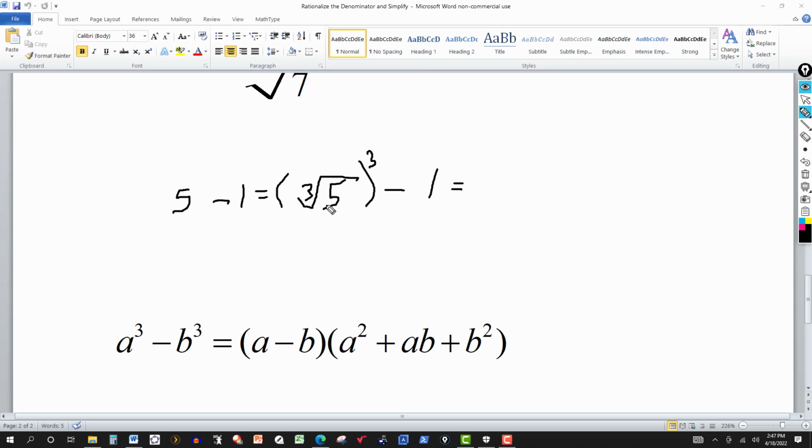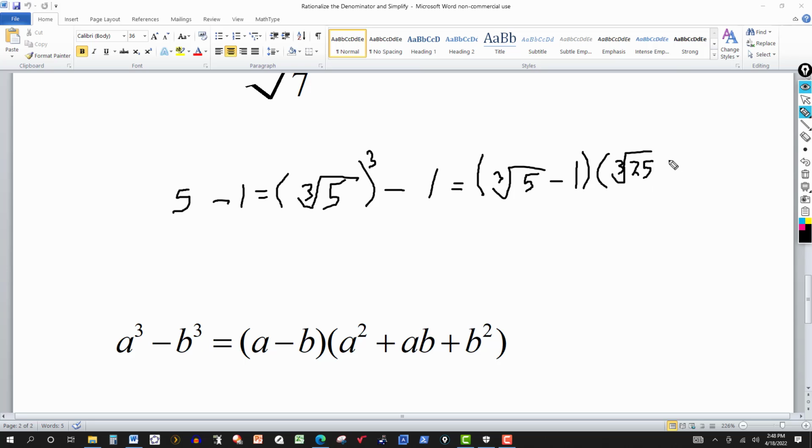And what would be the first factor here? Well, what's the cube root of this? It would be the cube root of 5. So if I look at this right here, cube root of 5 cubed minus 1, and treat that as a difference of cubes, the first factor, according to the formula, would be the difference of the cube roots of those two terms. So we get this. And then the other factor would be, based on the formula, the square of the first one. If I square this first one, it would be the cube root of 5 squared, which is 25.